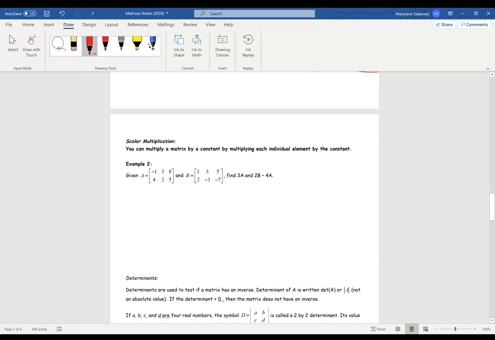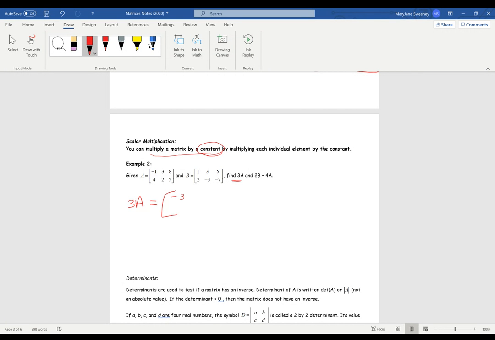Now, scalar multiplication, that's also another easy one. Scalar multiplication is you multiply a matrix by a constant. So just a number without a variable. So like this says find 3A. 3A just means to take everything in matrix A and multiply it by 3. So I would take -1 times 3, get -3.